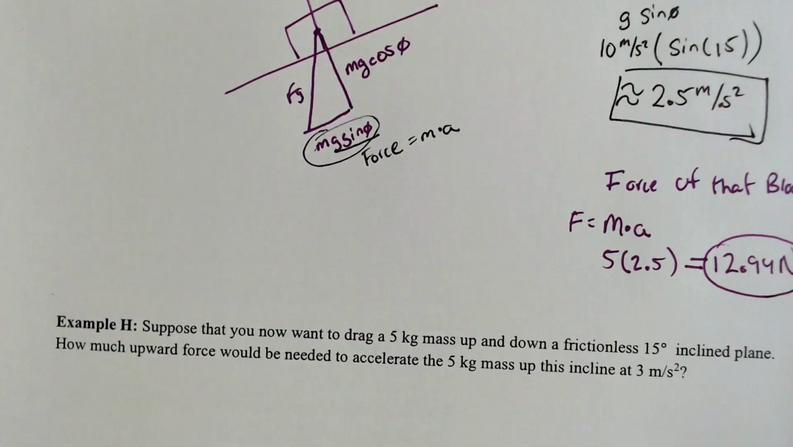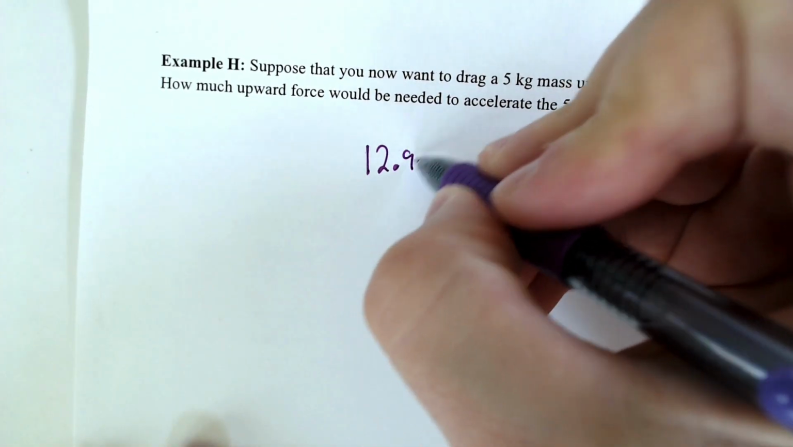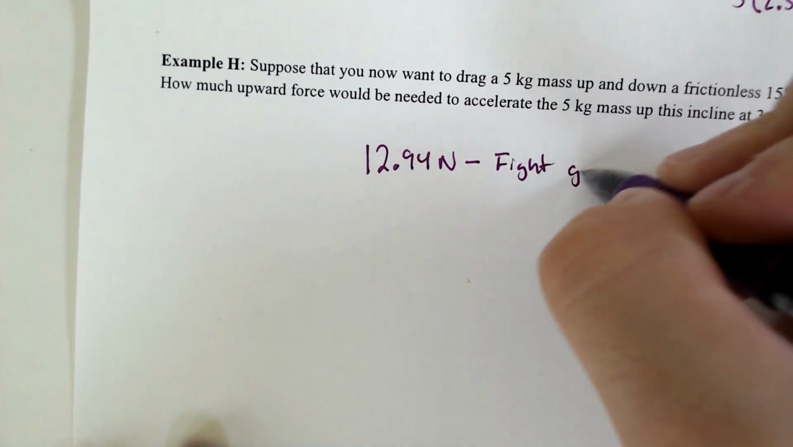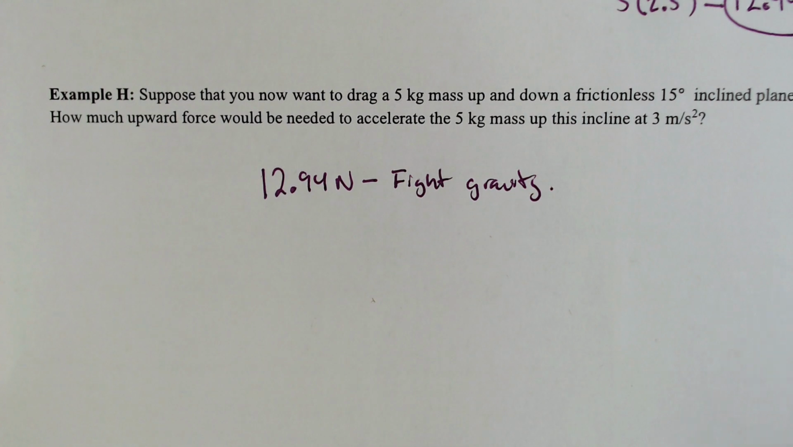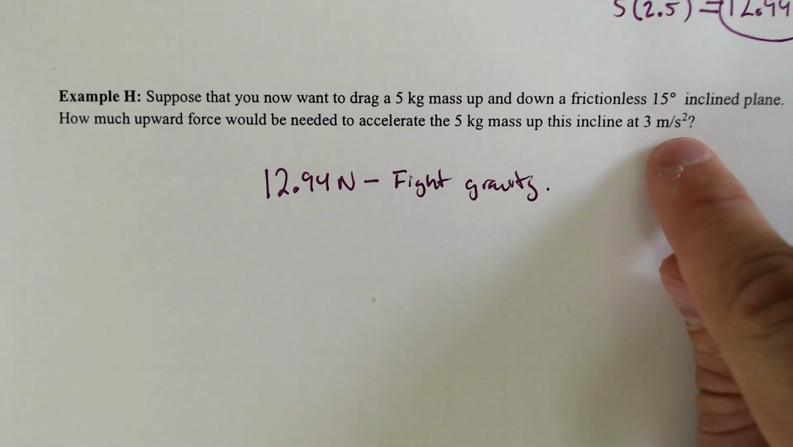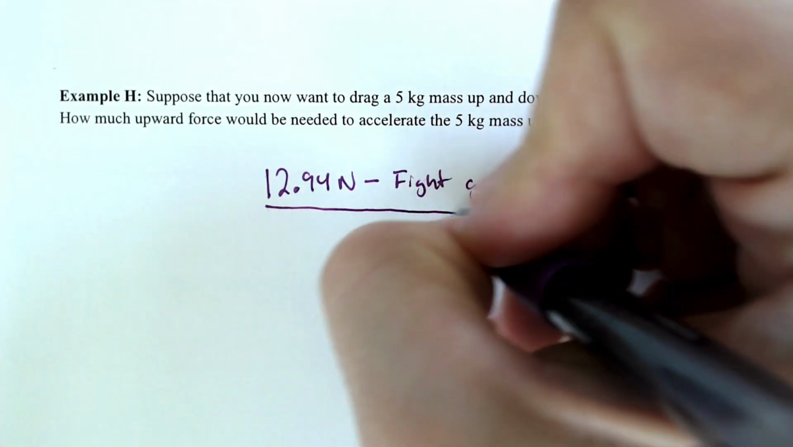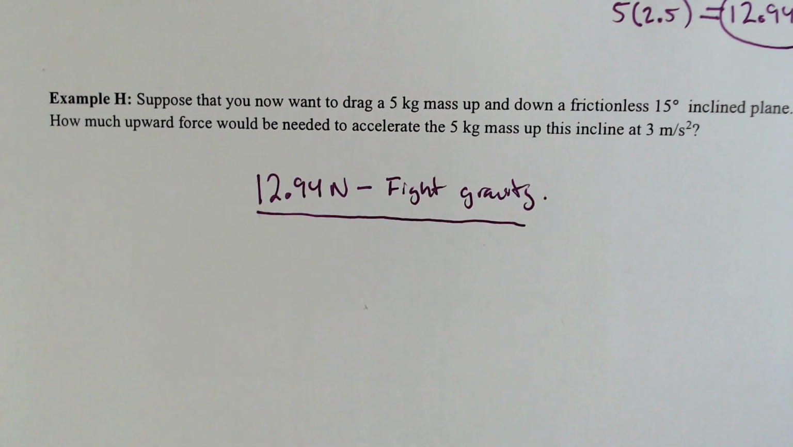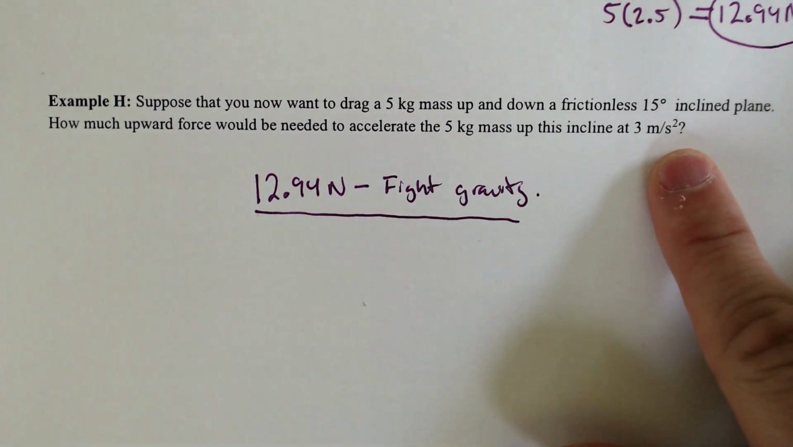Going back to our original problem, we have 12.94 newtons. That would be to just fight gravity, to neutralize gravity. How much more are we going to have to do to get it up to 3 meters per second squared? So we got gravity right here. We beat gravity if you apply 12.94. Then how much more do you need to be able to get it up to 3 meters per second squared?